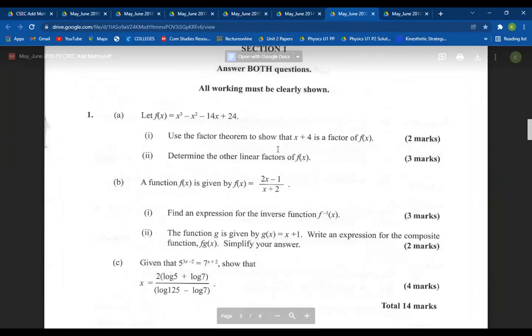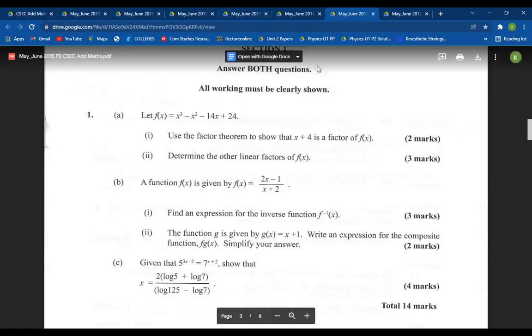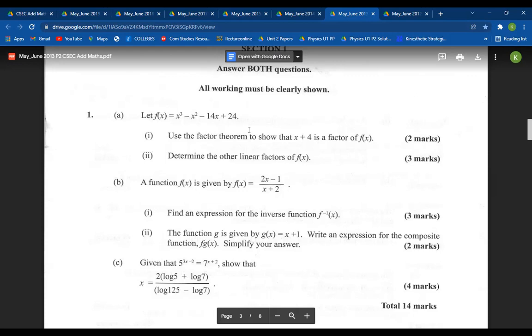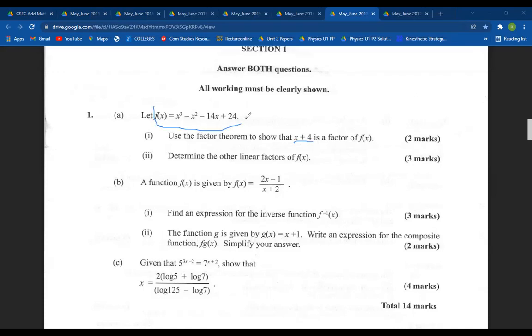They want me to find the linear factors. What does that mean? That means they want me to factorize. How do I factorize? I take one factor of the polynomial and I use that to do long division so I can find the other factors. So just write down this question for me and I will go through it. This is the factor given, and then this is my polynomial.